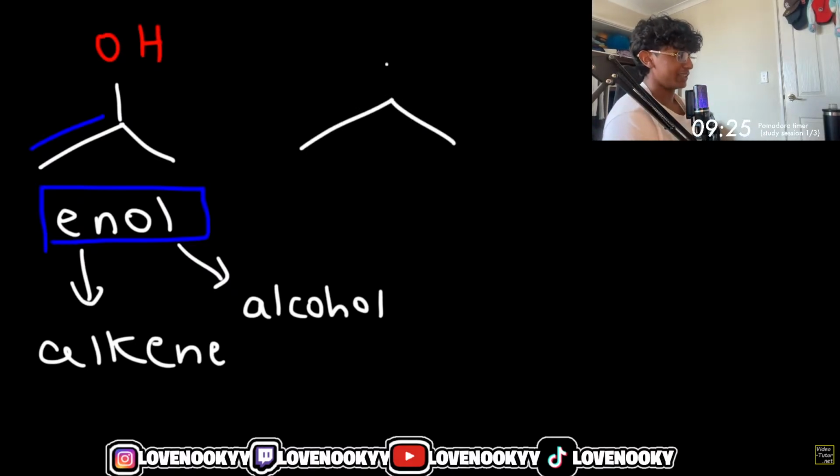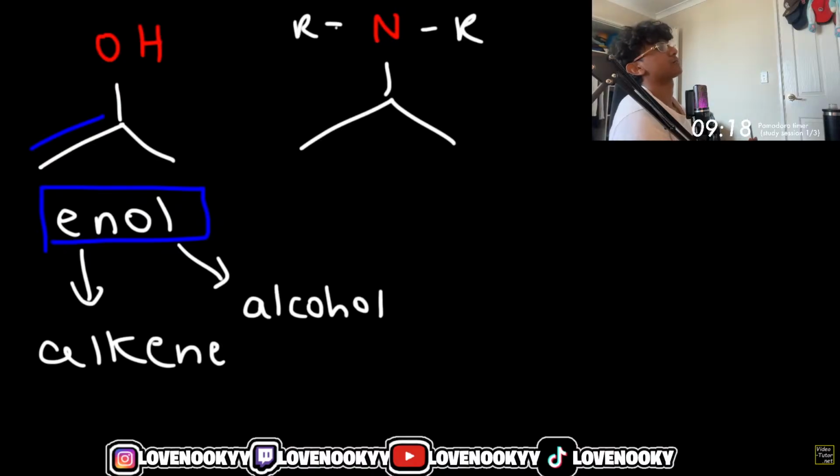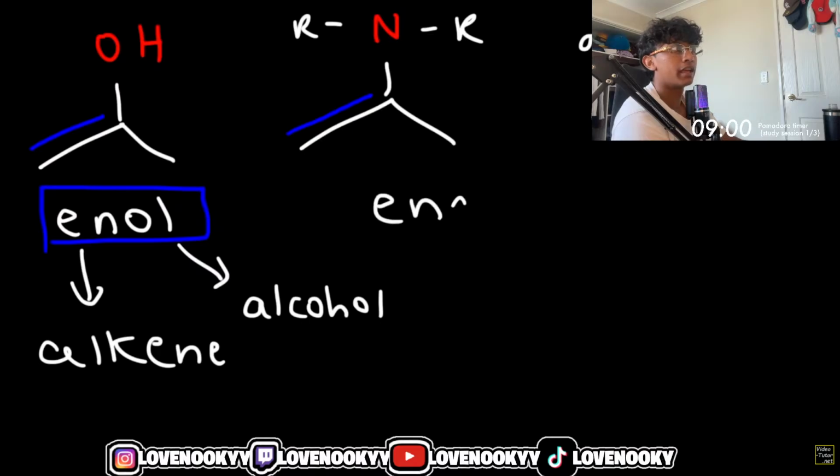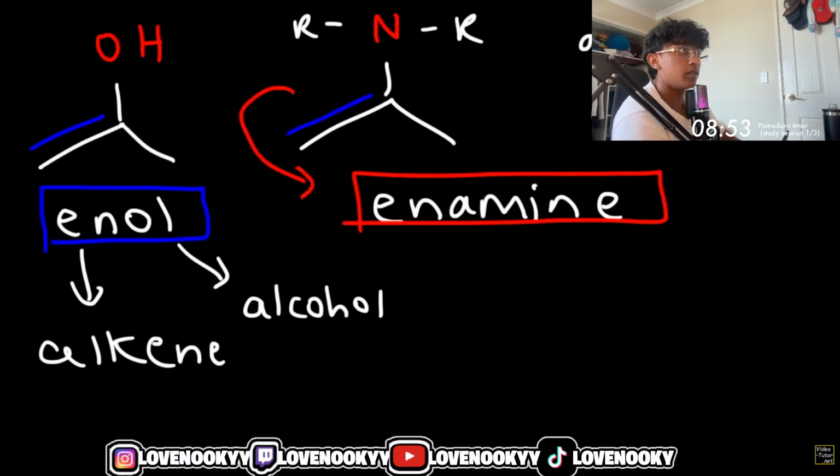So here's another one. Let's say it's a nitrogen with two bonded groups, and it's next to a double bond. A carbon with a nitrogen is an amine, and a double bond is an alkene. So if we combine these two, we get something called an enamine. And so that's the functional group that corresponds to this one.